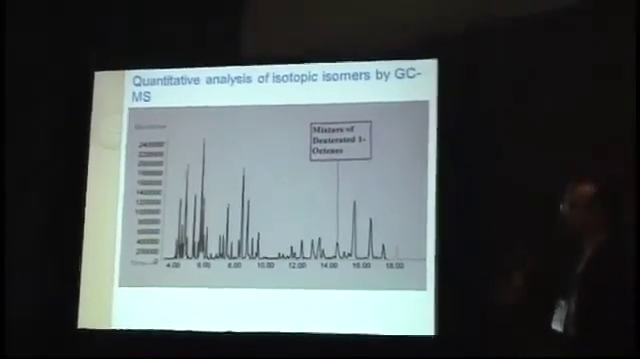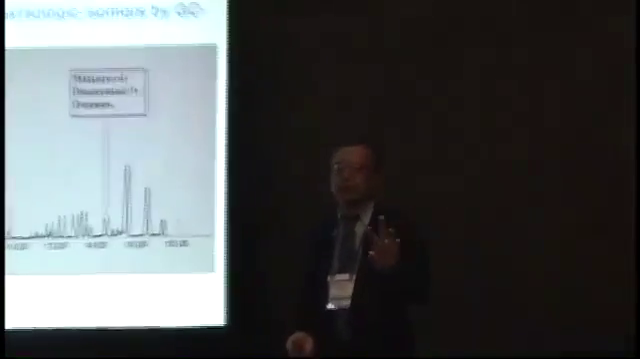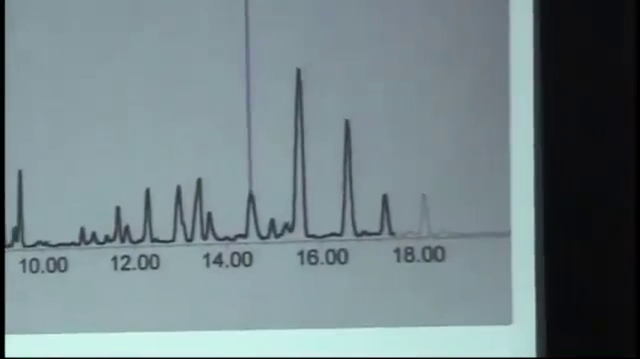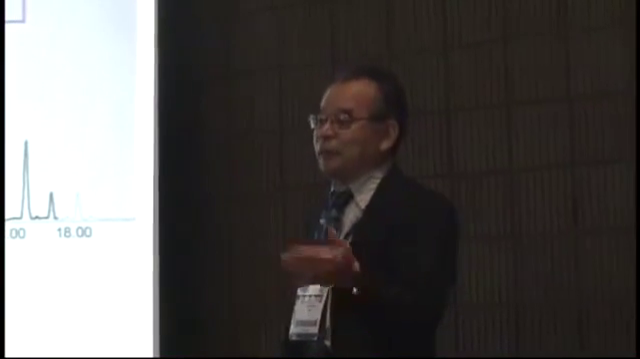analyze isotopic isomers, with just one deuterium, just one isotope different. For example, we have a mixture of deuterium-labeled C8 compounds. It could be C8D16 or D15, D14, all of these. How do we quantify each isotopic isomer? Now, at the same time, we did have a new GCMS.